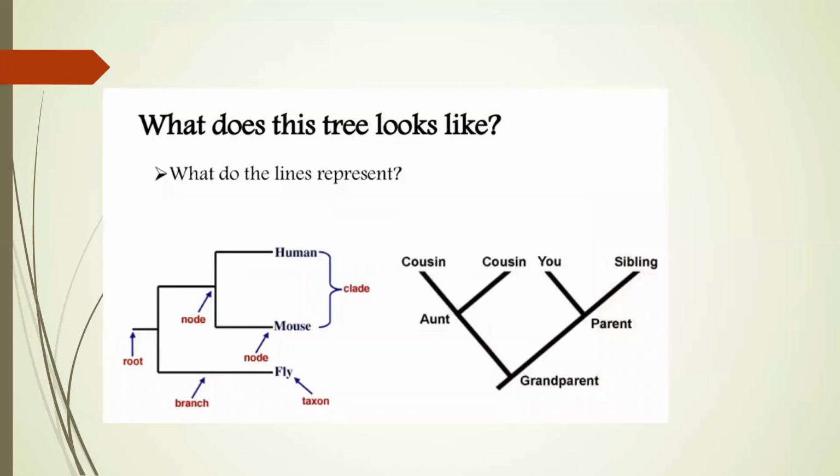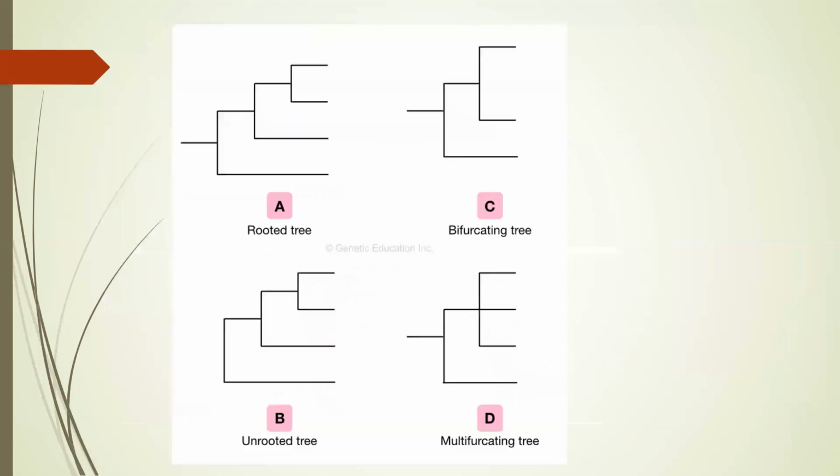So this is how a phylogenetic tree looks. So here we have a clade. We have a node, we have a root. The root symbolizes the ancestor, and the different types of sister branching and the taxon. So here is an example of grandparents and how the cousins, parents, and siblings evolved.